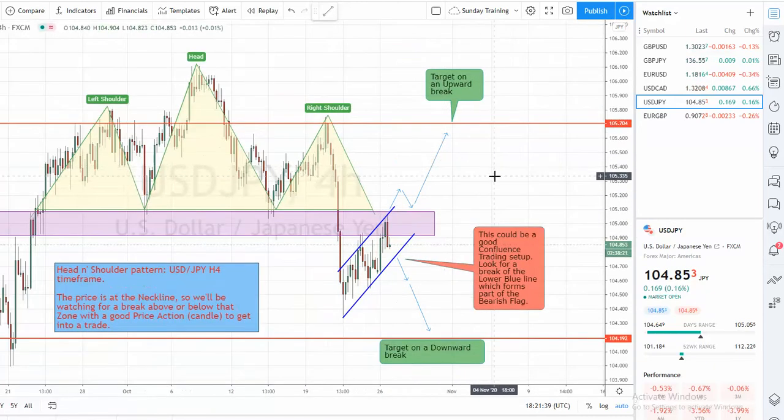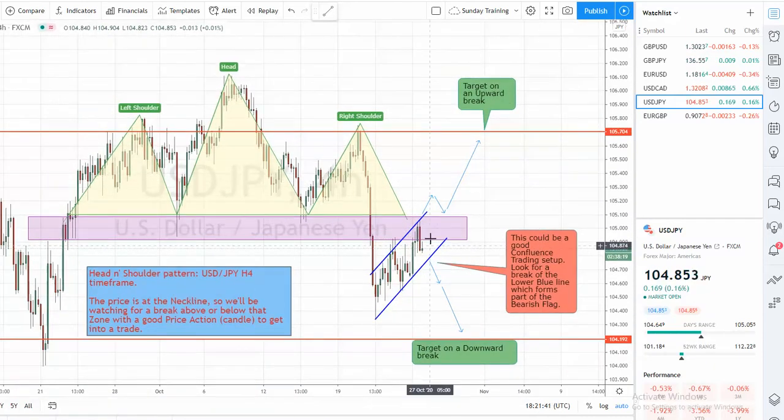But I don't believe that's going to be the scenario here. I believe what's going to happen is it's going to break this flag.